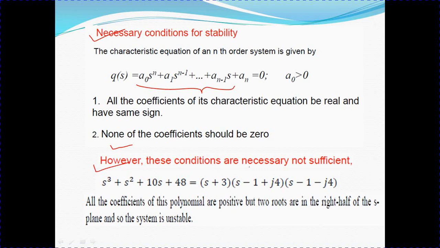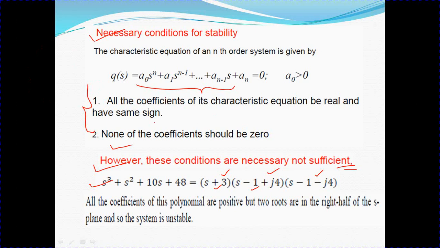The above two conditions are necessary but not sufficient, because if you take this characteristic equation, s cube plus s square plus 10s plus 48 equal to 0, and find the roots of the characteristic equation, then it is s plus 3, s minus of 1 plus j4 and s minus 1 minus j4. It has 3 roots. One is on the negative real axis, and the other two are complex poles, and these two you will find on the right hand side of the s plane.